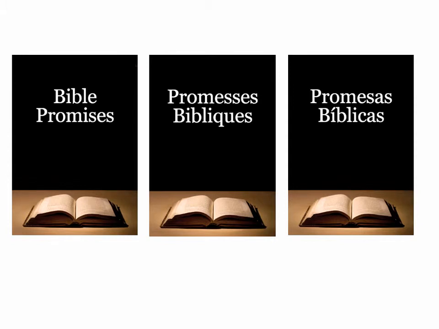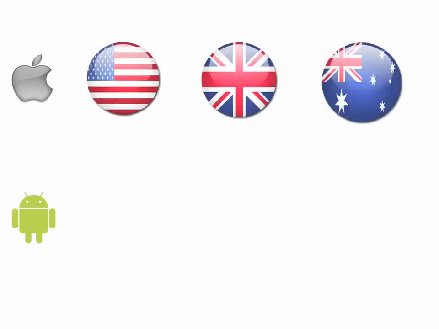And internationalization is not just about languages. It's also about the places people live, the countries. Now, I was looking at some of our stats recently, and I found a kind of interesting contrast. Looking at the countries where the iOS version of Bible Promises was downloaded, the most popular three countries are the US, the UK, and Australia.